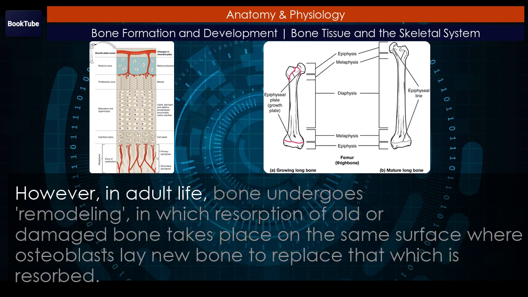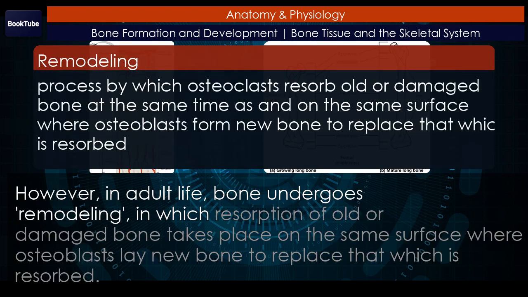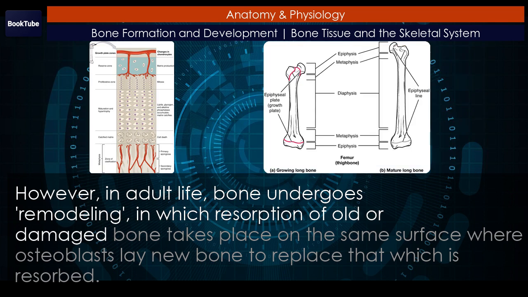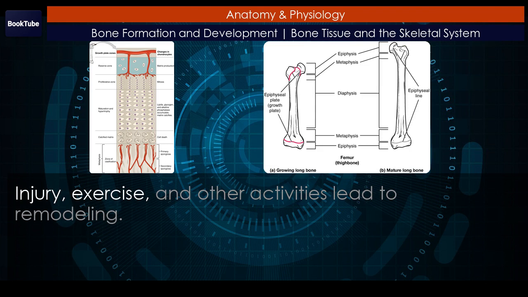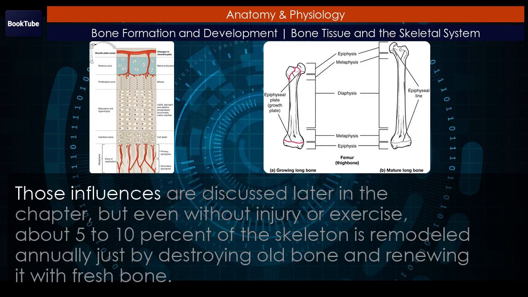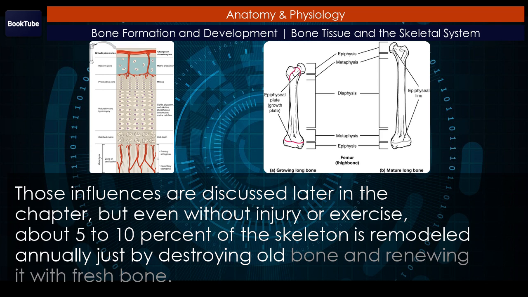However, in adult life, bone undergoes remodeling, in which resorption of old or damaged bone takes place on the same surface where osteoblasts lay new bone to replace that which is resorbed. Injury, exercise, and other activities lead to remodeling. Those influences are discussed later in the chapter. But even without injury or exercise, about 5 to 10% of the skeleton is remodeled annually just by destroying old bone and renewing it with fresh bone.